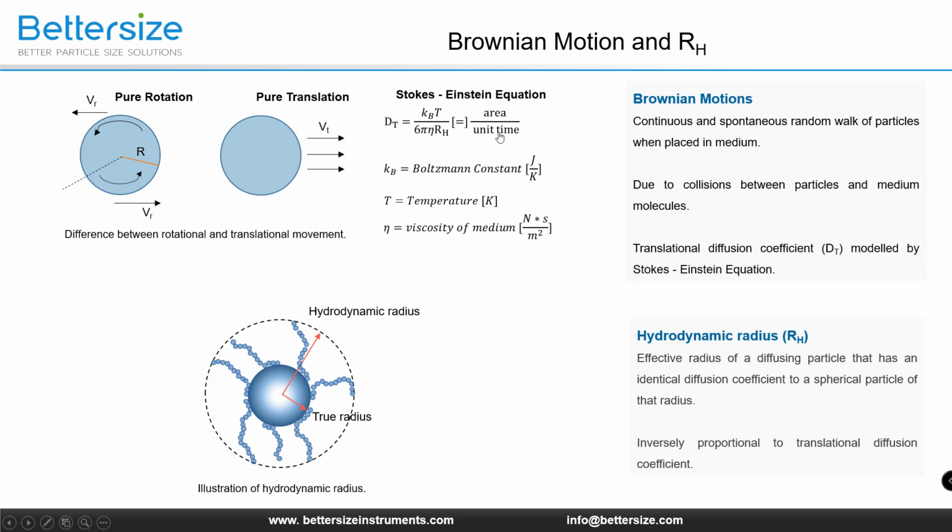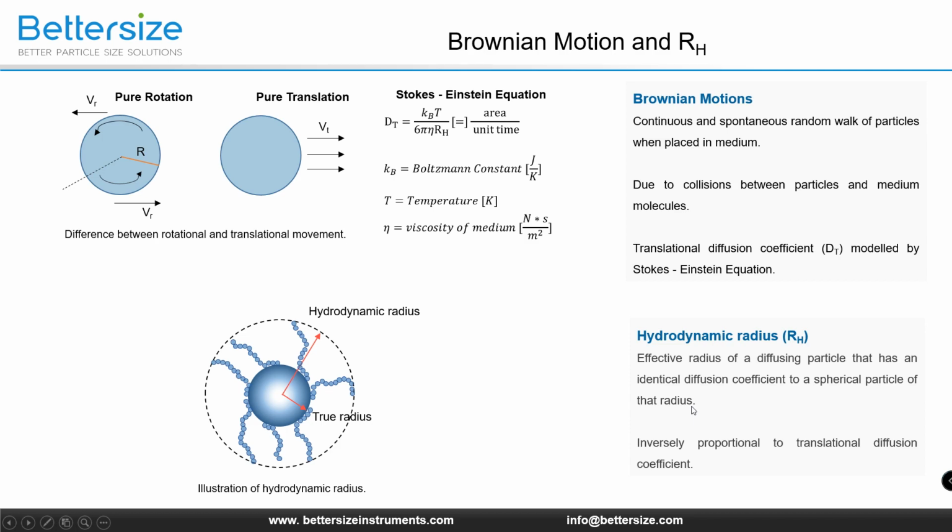The translational diffusion coefficient has the unit of area per unit time, where the area is introduced to prevent the sign change convention when the particle is moving away from its origin. The Stokes-Einstein equation is expressed as follows: D_T equals k_B T over 6 pi eta R_H, where k_B is the Boltzmann constant, T is the temperature in kelvins, eta is the viscosity of the medium, and R_H is the hydrodynamic radius of the particles. Hydrodynamic radius refers to the effective radius of a particle that has identical diffusion to a perfectly spherical particle of that radius.